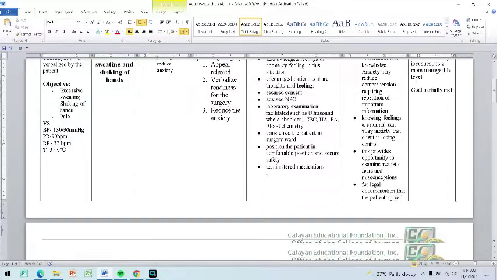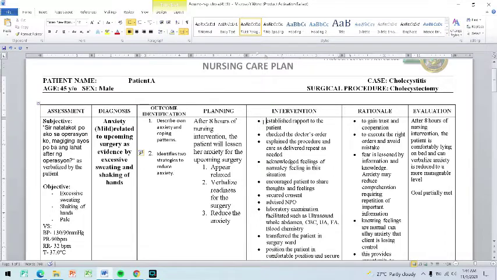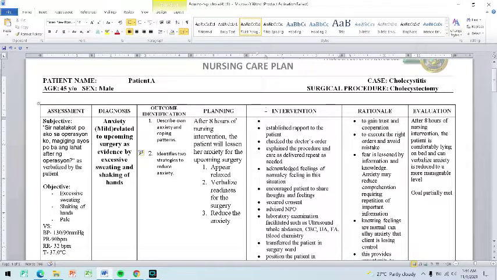cholecystectomy. You can add that, but you need to arrange it according to the order. Although you are not required to put a label, for this purpose, for proper identification by students, the first nursing interventions should all be independent nursing functions. I just wrote this so that it will be clear for you, but it's not needed to write whether it's independent, collaborative, or dependent nursing function.